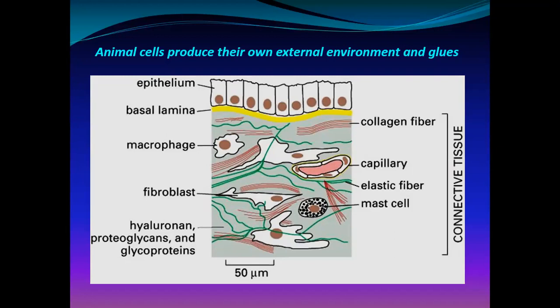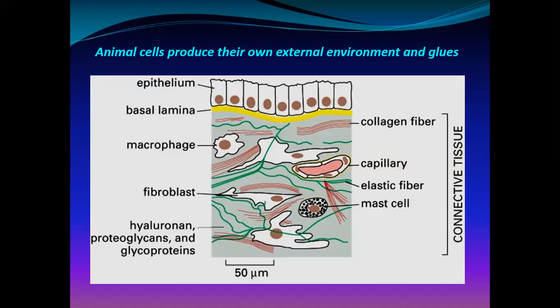This connective tissue has collagen fibers, macrophages, blood supply capillaries, cells called mast cells, and sometimes elastin fibers, elastic fibers, and some molecules called hyaluronic acid, proteoglycans, glycoproteins, etc. I will be doing this in the extracellular matrix lecture in detail: what is hyaluronic acid, what are proteoglycans, what is glycoprotein, etc. But you have some idea.